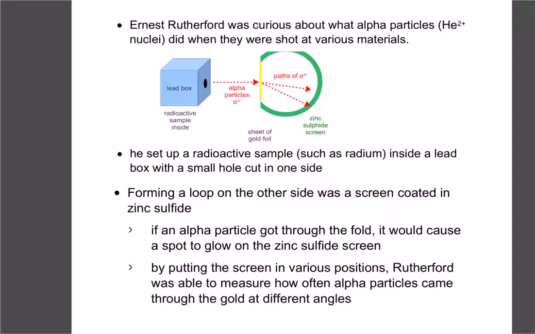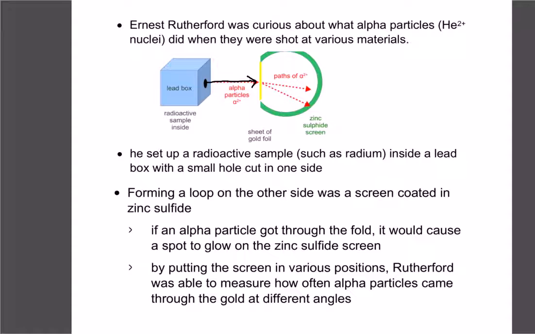So the next guy that comes along that fine-tunes the model idea is Ernest Rutherford. He was doing experiments with alpha particles, which are just helium nuclei, and we're going to get to those in a future topic. He would use a radioactive sample inside of a lead box, so the lead kept it from emitting outside the box, but he had a small hole drilled in it so that the alpha particles would be emitted outside of that hole. He would shoot it at various materials, and the one that got good results was a thin sheet of gold foil.